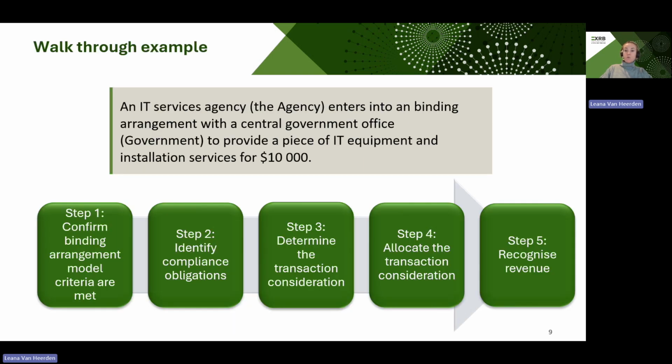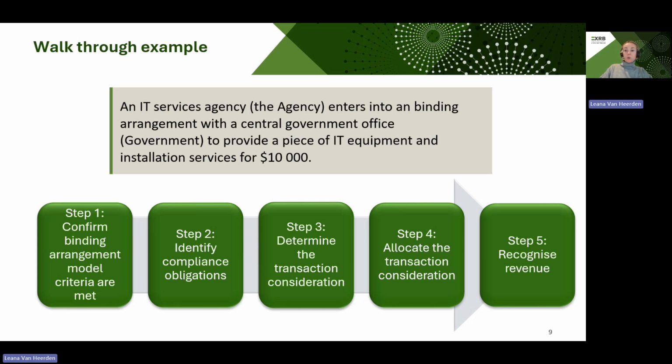In this scenario, an IT service agency enters into a binding arrangement with the government office to provide a piece of IT equipment and installation services for $10,000. In this scenario, it is assumed that the installation service is not complex, could be performed by an alternative provider, and does not significantly modify the equipment. So, with the example set, let's get into the 5-step model.